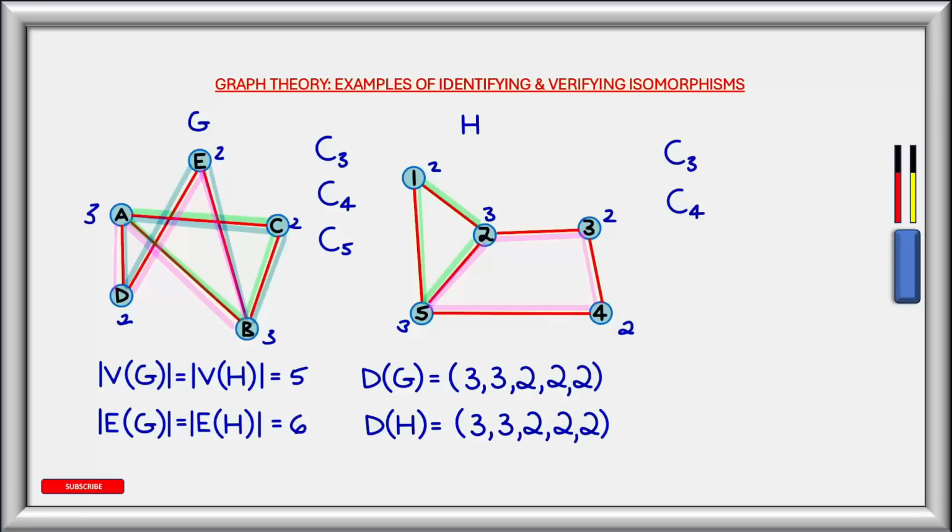We can then start at vertex 1 again, travel to 2, and then from vertex 2 to vertex 3, vertex 3 to vertex 4, 4 to 5, and then vertex 5 back to vertex 1 again.